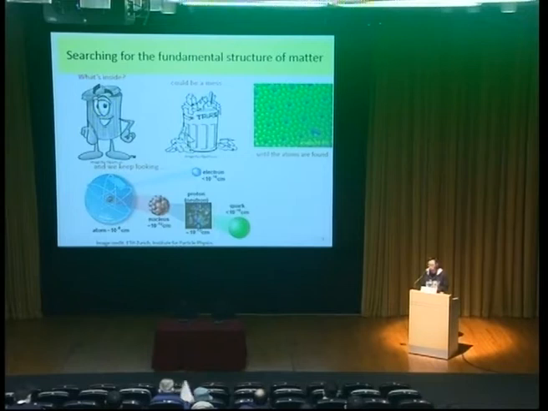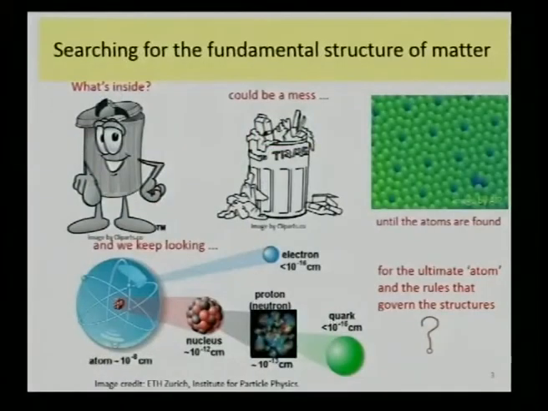But we don't even stop there. Of course, we want to know whether there are other more elementary particles inside electrons and quarks. So we keep searching for the ultimate atoms, as well as the rules that govern how they behave, how come they get together to form all these various structures.